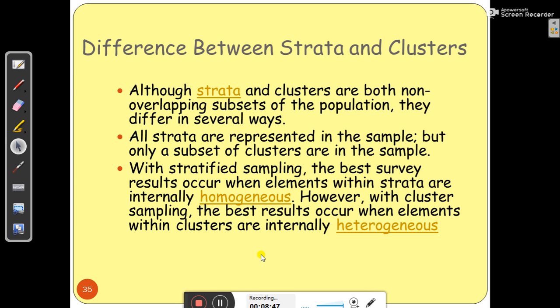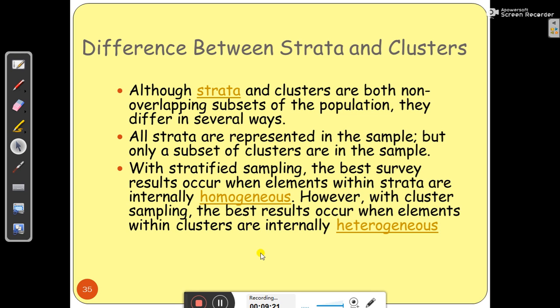There is a difference between strata and clusters. Before this cluster sampling technique, we have discussed stratification or strata or stratum. But there is a difference between strata and clusters. Although strata and clusters are both non-overlapping subsets of the population, they differ in several ways. All strata are represented in the sample, but only a subset of clusters are in the sample. So here you can see all strata are represented in the sample, but only a subset of clusters in the sample.